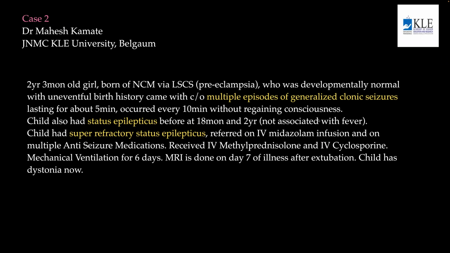So this is a 2-year, 3-month-old child born of a non-consanguineous marriage, born by LSCS, developmentally normal with an uneventful birth history. The child came with multiple episodes of generalized clonic seizures lasting about 5 minutes each, occurring every 10 minutes without regaining consciousness. The child also had status epilepticus earlier at 18 months and 2 years of age, not associated with fever. Even this time, there was no fever associated with the seizures.